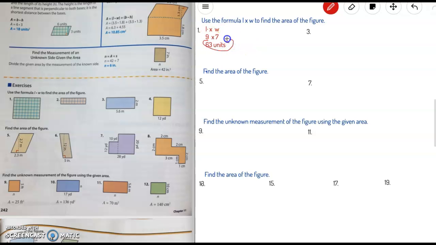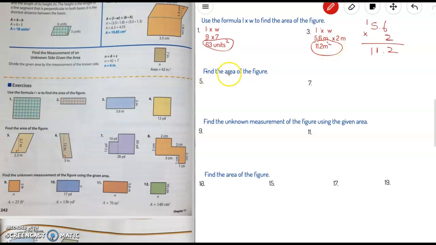Don't forget that. All right, number 3 actually gives us the measurements. Okay, the length is 5.6 meters times width, which is 2 meters. Let's go ahead and multiply. 6 times 2 gives us 12. Bring the 1 to the top. 5 times 2 is 10, plus 1 is 11. So we got 11.2. And this is supposed to be a 2 squared.